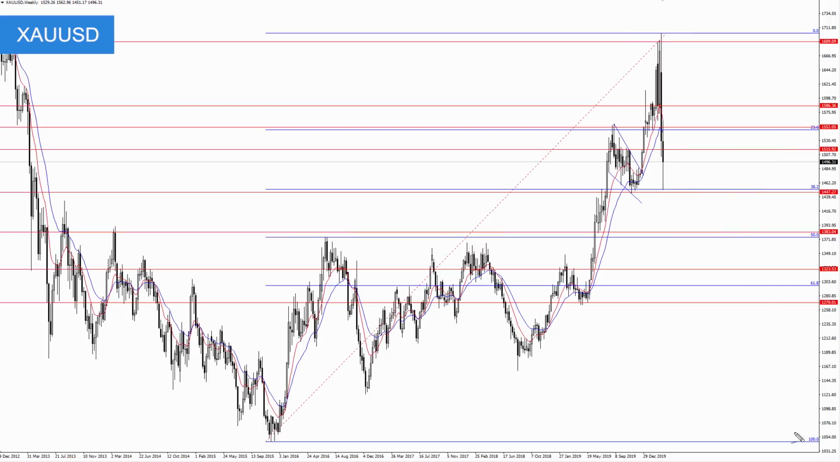So if we see 1450 fail, that 1360/80 area is an area of value and could trigger that move higher that we're looking for from gold over the next few weeks. But until that time, I do expect further losses here unless we start to see some of these resistance levels get taken out on a daily closing basis.